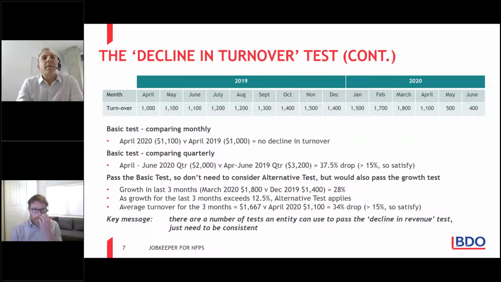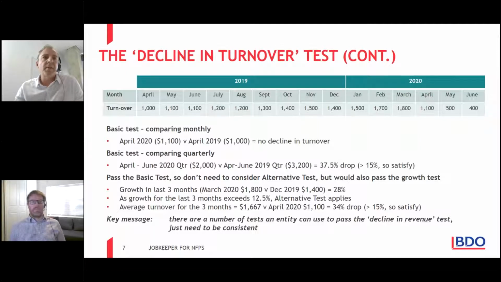And what you can see there is this business has had some initiatives, and the turnover has been growing through that period. And then when we get to April, it starts falling off. And once we get to May and June, it really starts to fall off. So, just looking through these different types of tests to see whether we're going to pass.